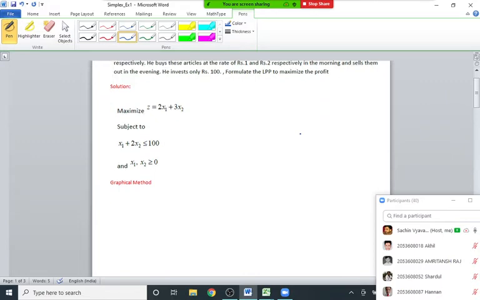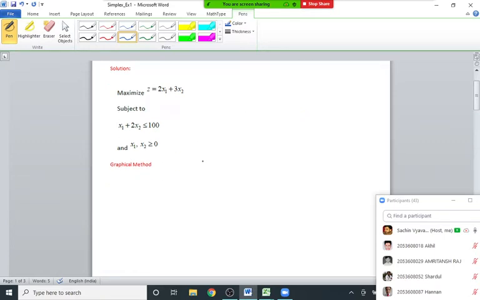So we know already that the LPP is: maximize 2x1 plus 3x2 subject to the only one condition, x1 plus 2x2 less than or equal to 100, and obviously the number of articles should be positive. So this is the non-negative restriction. These three things are always there in every LPP.